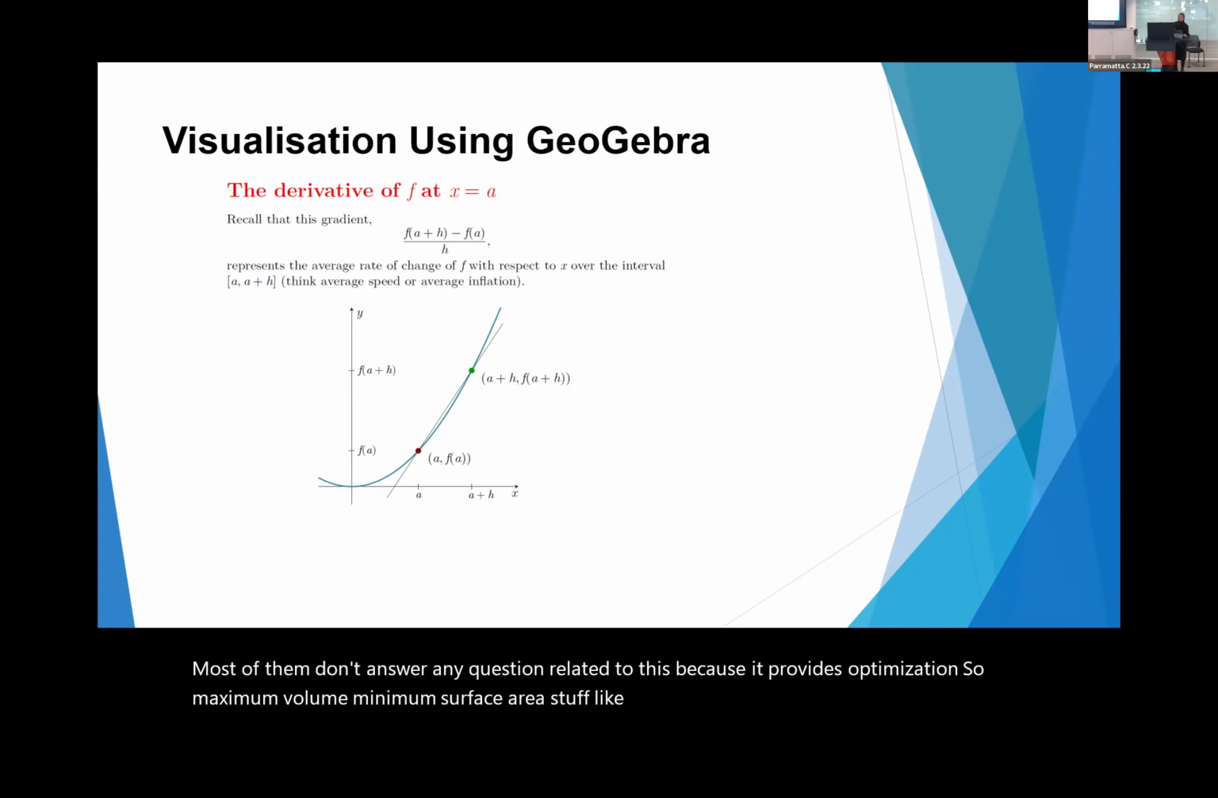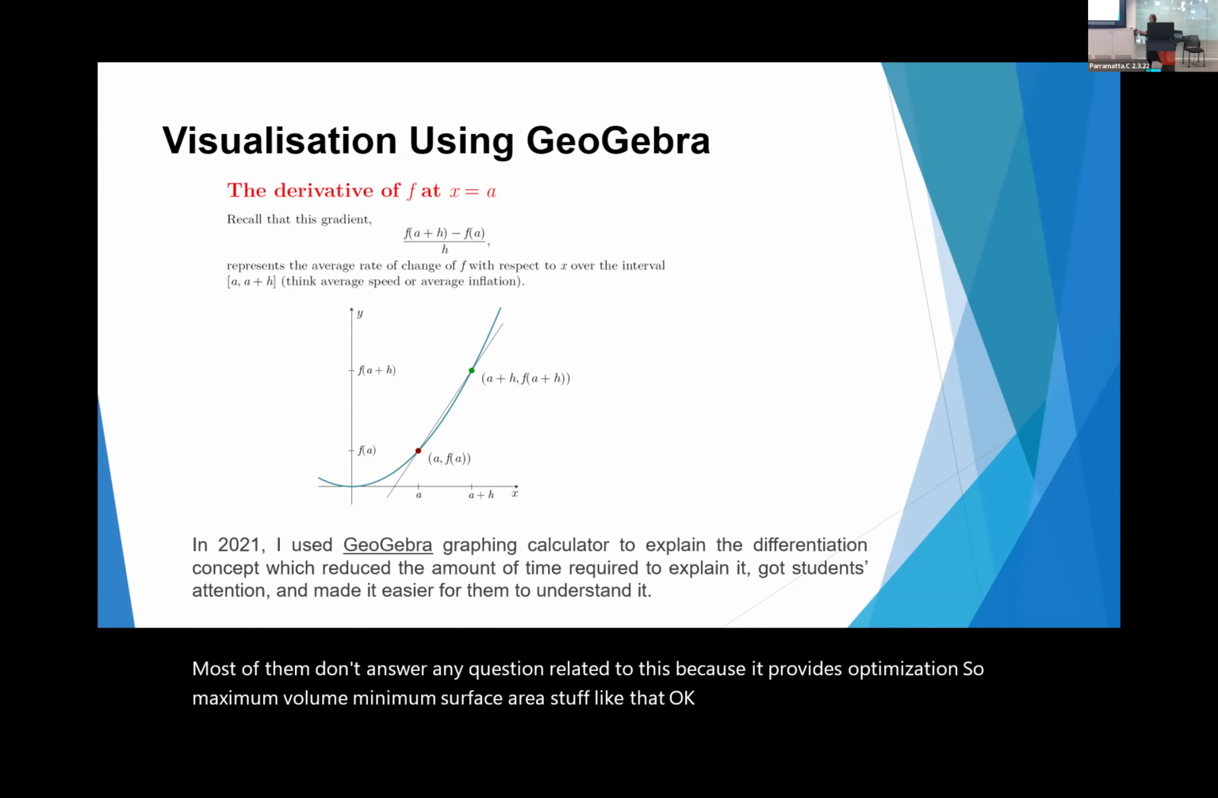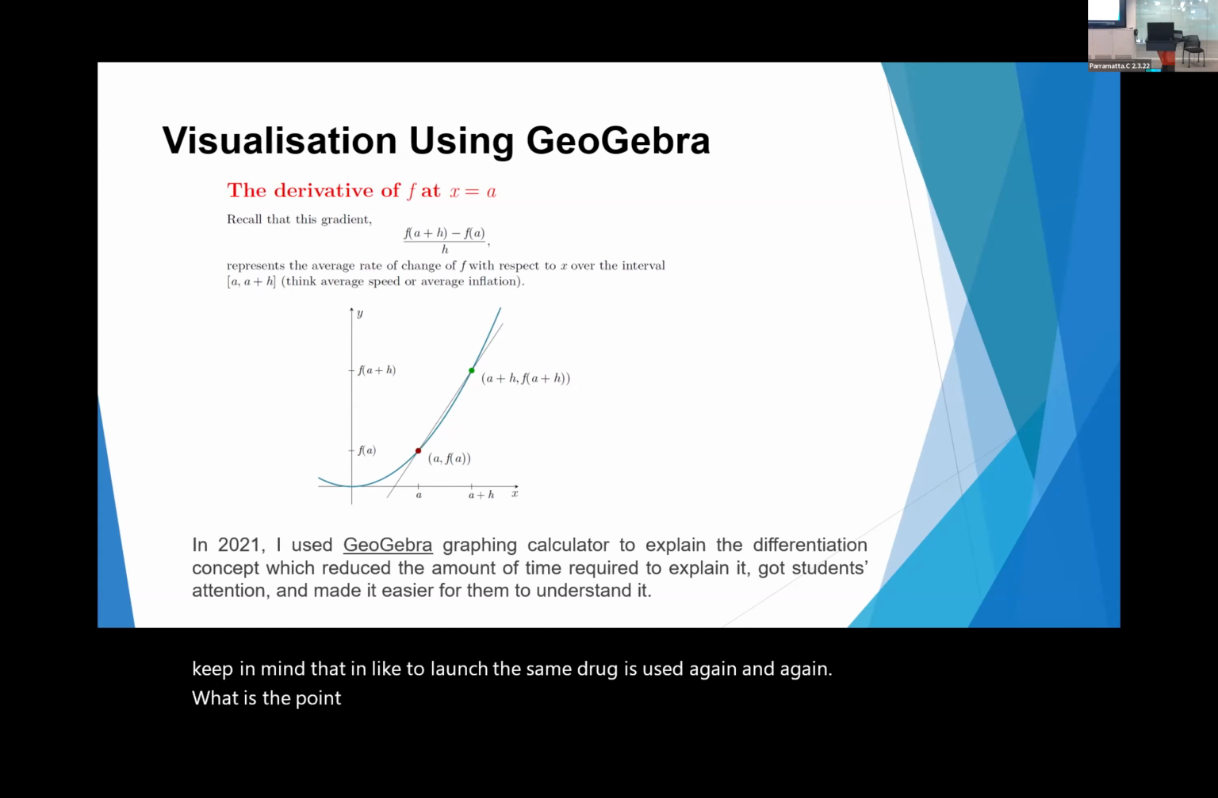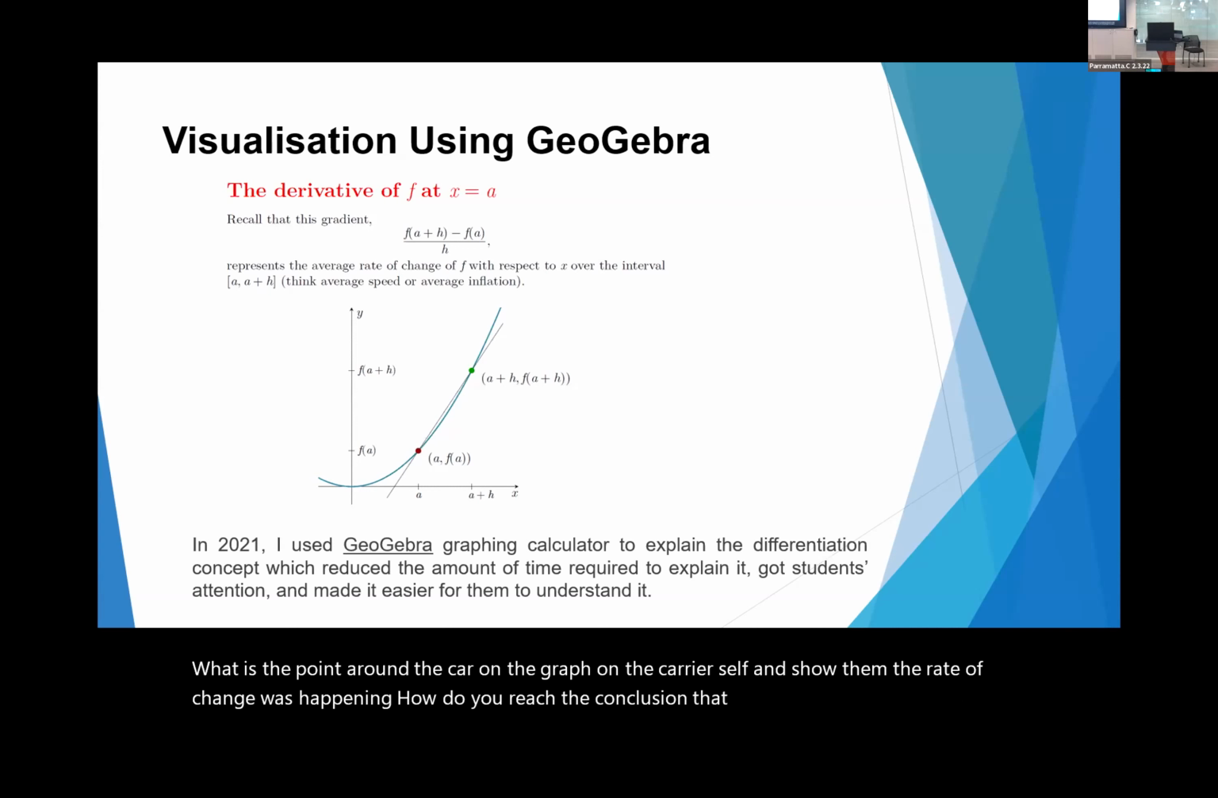Okay, so by looking at this graph, just keep in mind that in the lecture notes, the same graph is used again and again. Move the point around on the curve itself, and show them the rate of change, what's happening. How do you reach the conclusion that the derivative definition is just the limit of the rate of change? So all of that is done using slides.